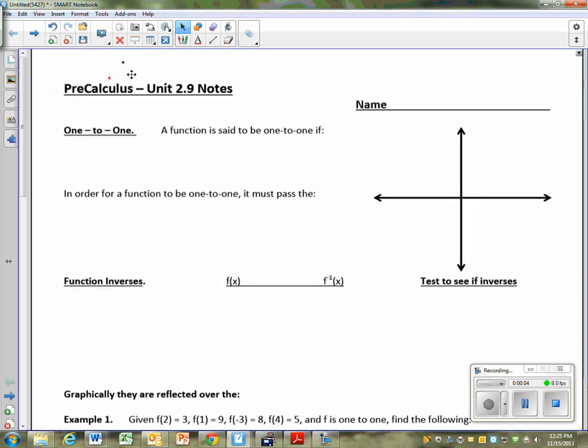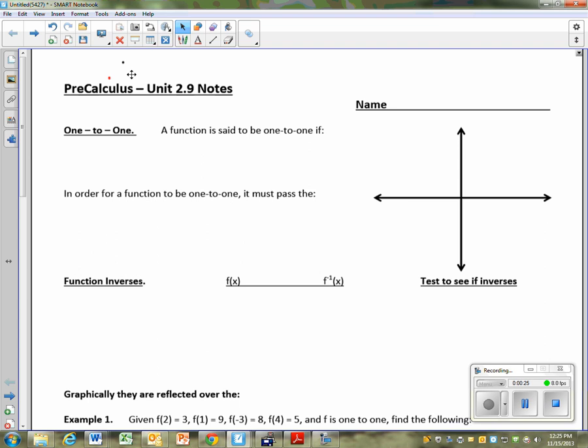Okay, today the algebra is not complicated, and the subject matter is not necessarily complicated, but it is new. Okay? Today we're going to talk about two very specific ideas. Number one is one-to-one functions, and number two is what it means to be inverses.